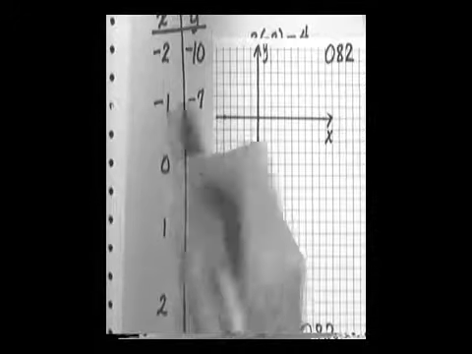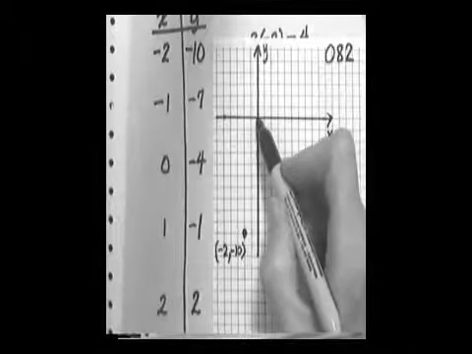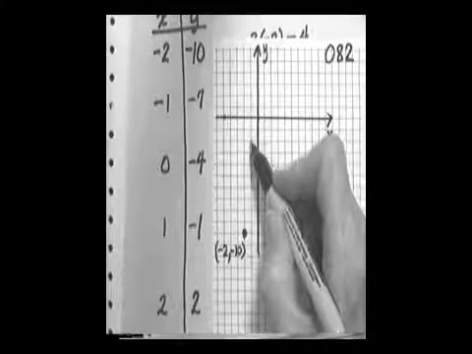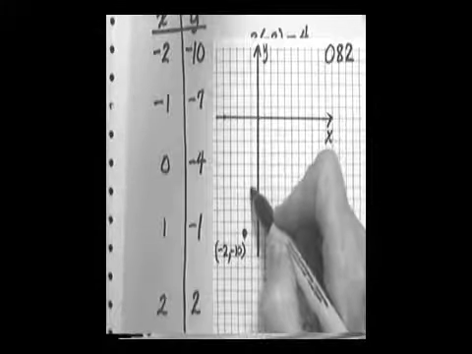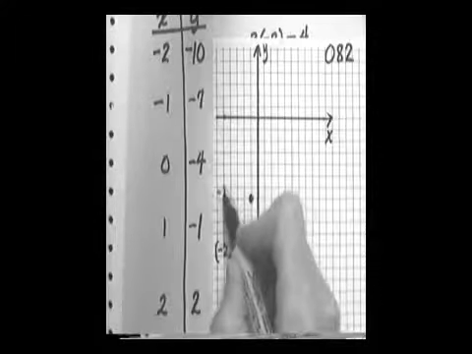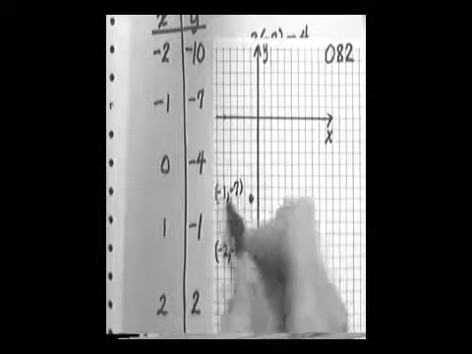The next ordered pair is -1, -7. Starting at the origin, I count to the left 1, down 7. 1, 2, 3, 4, 5, 6, 7. And there's the point, -1, -7.